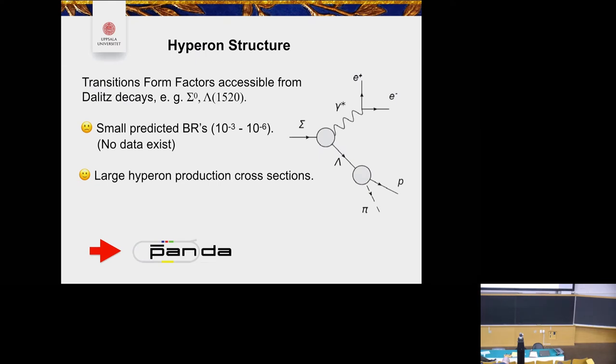A few words about hyperon structure. Well, you can't do so much because you need an electromagnetic process there, but you can look for transition form factors. For example, sigma zero decaying into lambda and a virtual photon into e+ e-. This decay has never been observed, and the predictions are in the range 10⁻³ to 10⁻⁶. But given that you will produce of the order of 100,000 events per day, you could eventually access transition form factors.